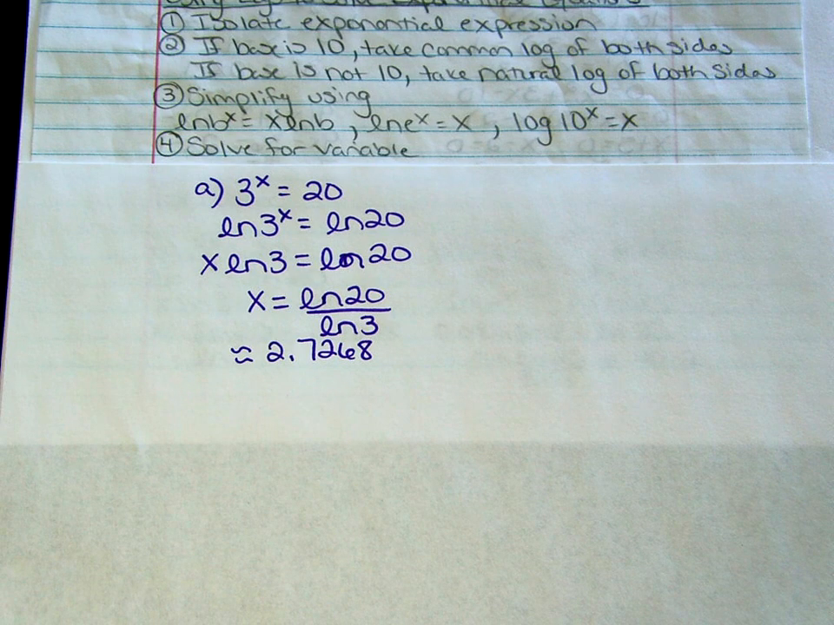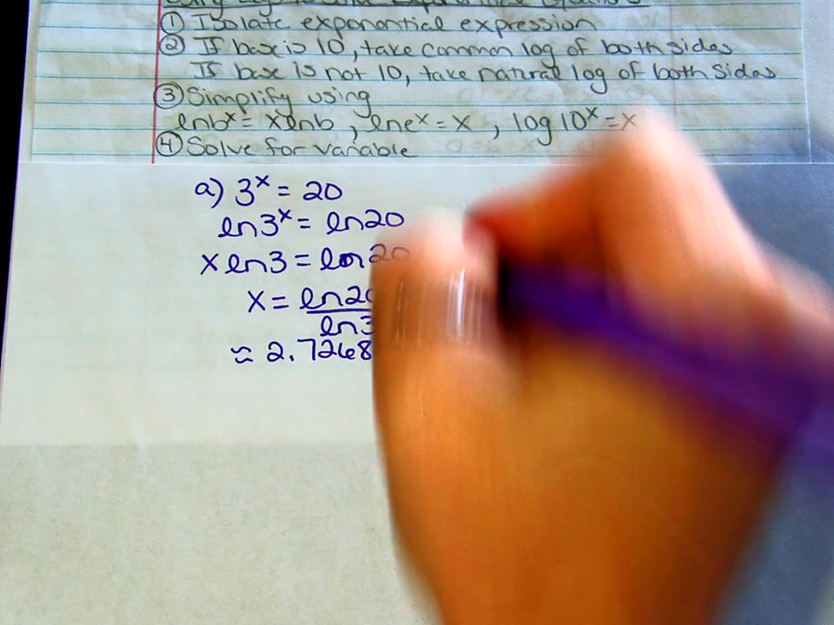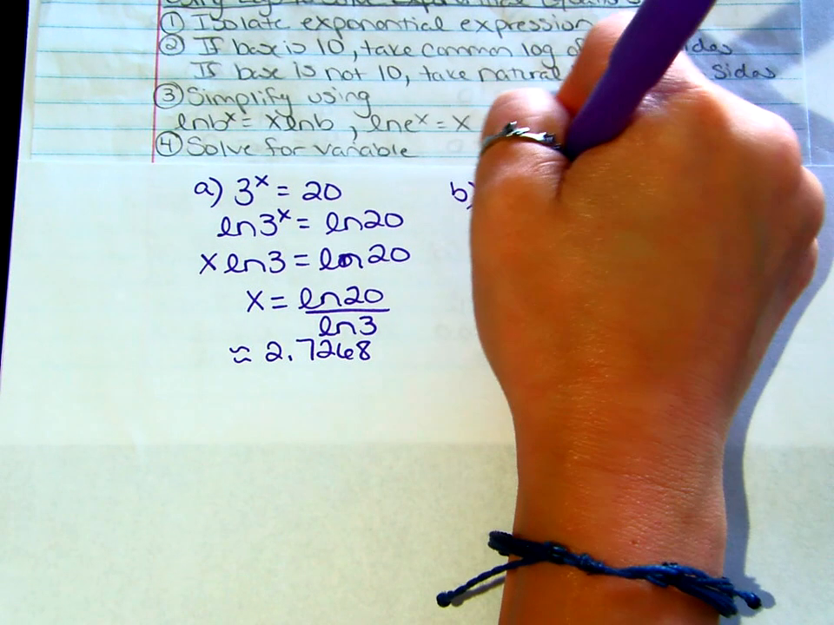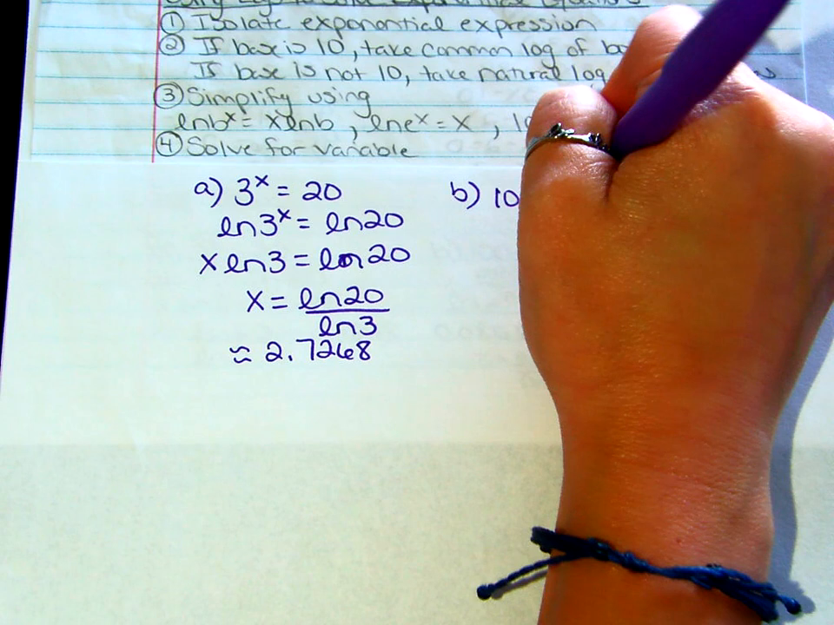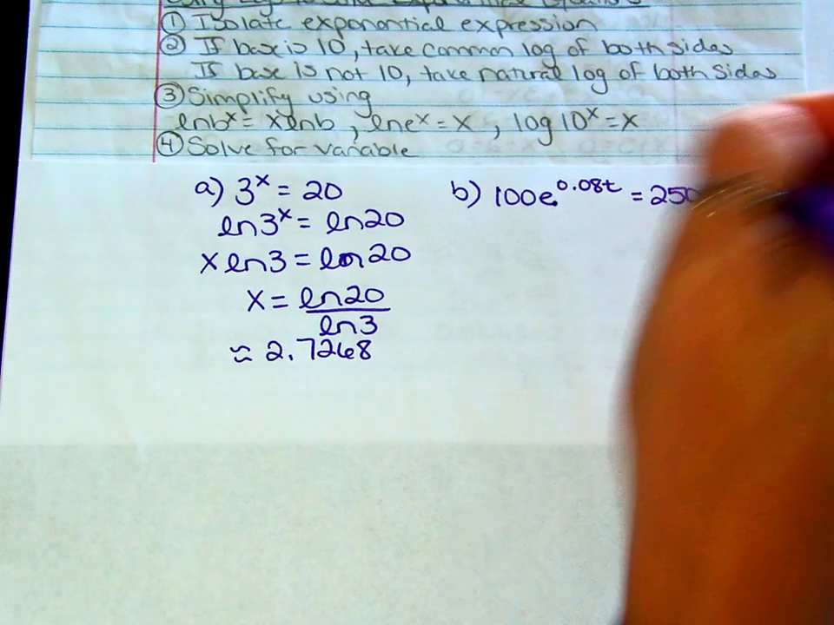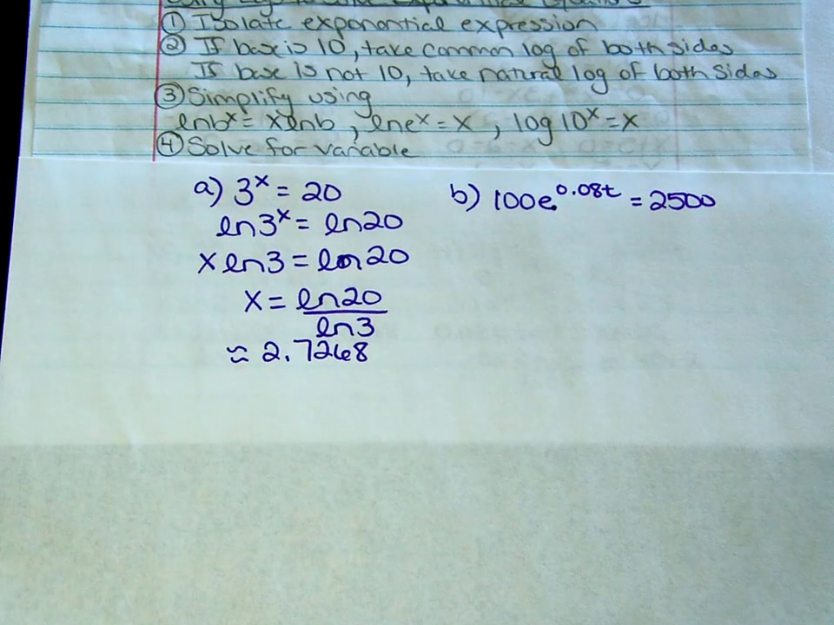Questions on this one? How it worked or any of that? All right. Let's look at B. 100e raised to the 0.08t equals 2500.